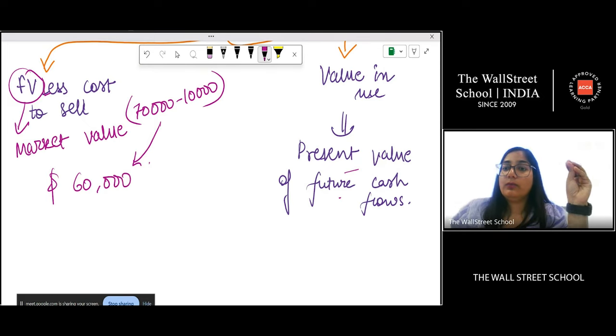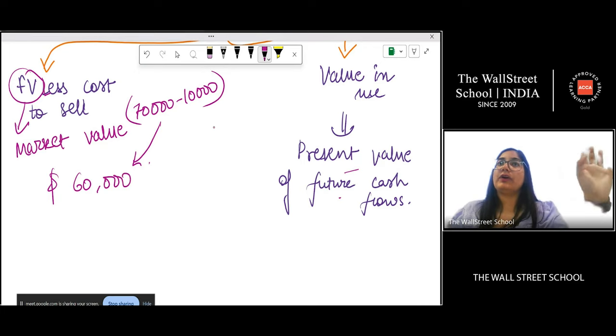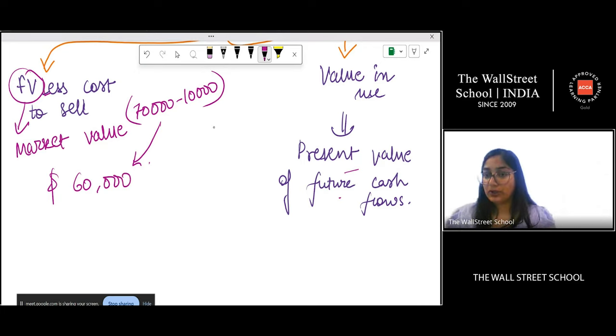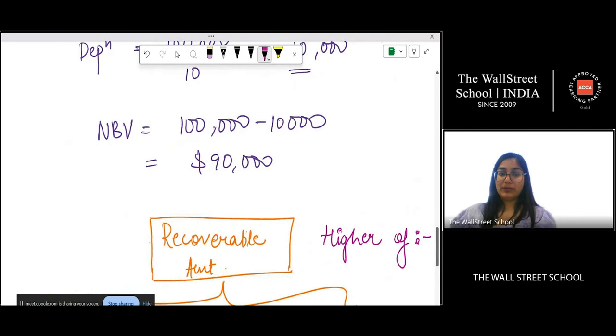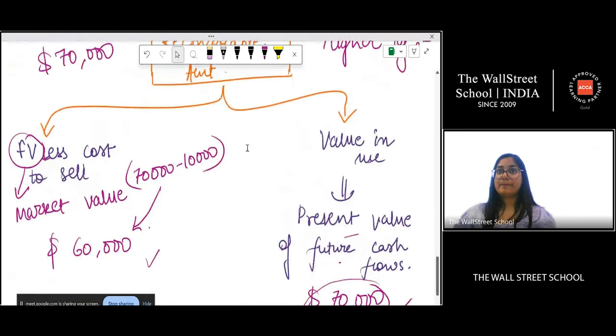That means what are we going to do in here? We'll calculate the present value of what is the benefit that we are going to get in another 5 years if I use this particular asset from now onwards. So let's see. Here it is 70,000. So which value is higher? If I sell the asset or if I use the asset? Use the asset. So it should be 70,000 should be the recoverable amount, right? Does it make sense? Is it okay up till here?